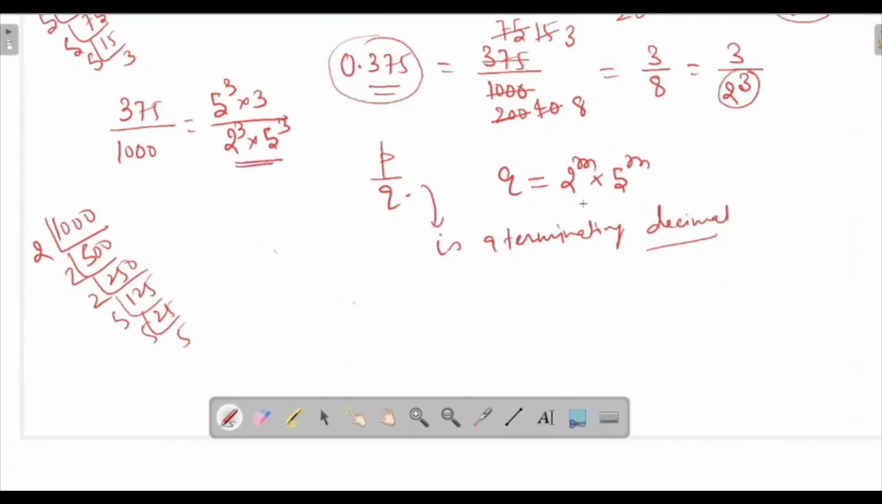We started with 2 to the power m into 5 to the power n, but somehow this got cancelled. So now we come to this step, like 3 divided by 2 to the power 3.